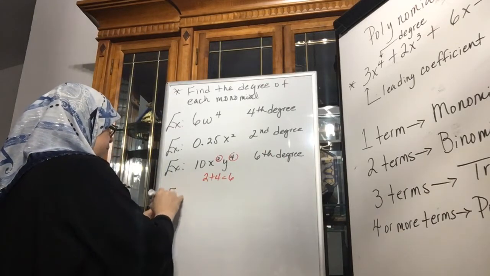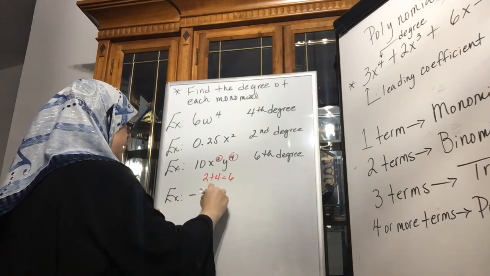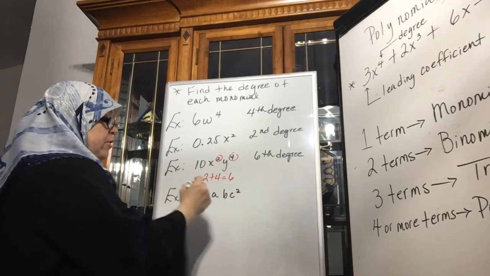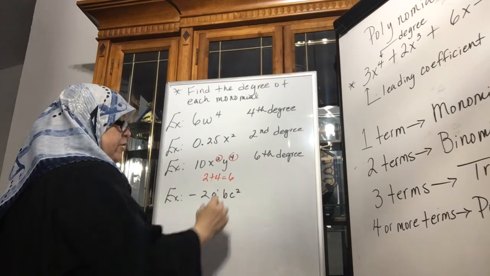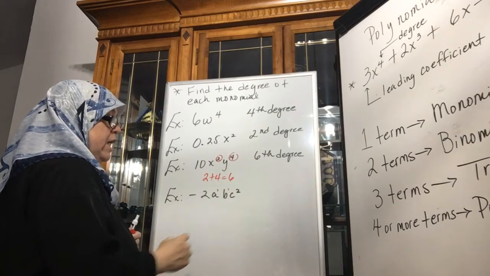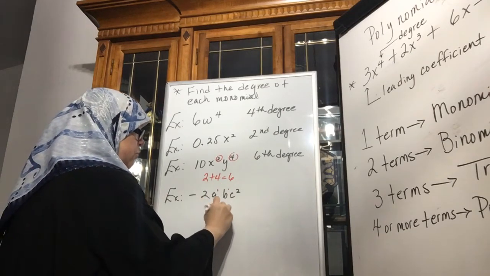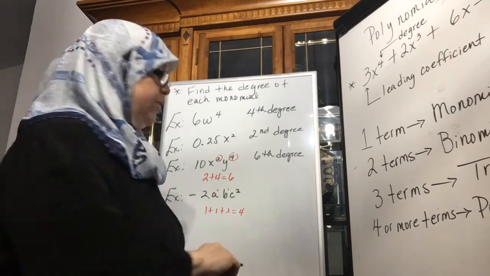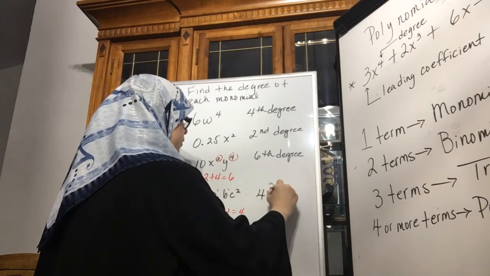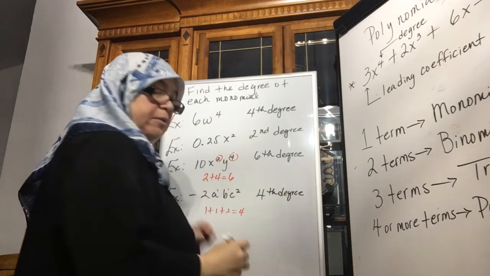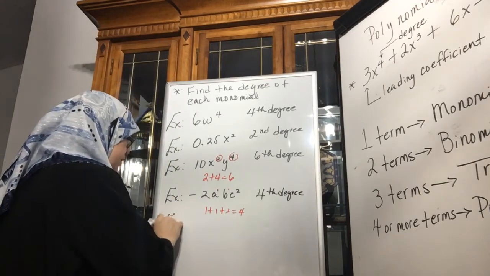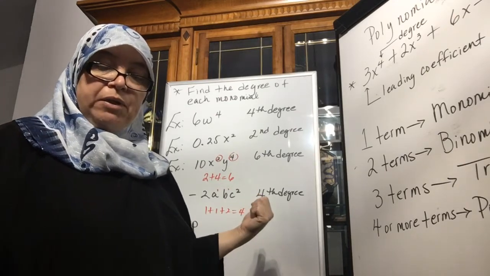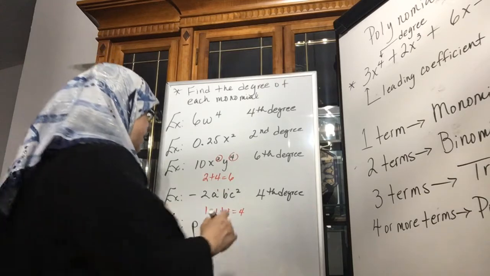What if you have negative 2ab c squared? Again, you might not see the power, but there's a 1st degree, another 1st degree, and then you add up all those exponents. 1 plus 1 plus 2 is 4, so this would be a 4th degree. Okay? And what about this one? What if I just have the variable p? What's the exponent on that? The invisible one. So this is a first degree.